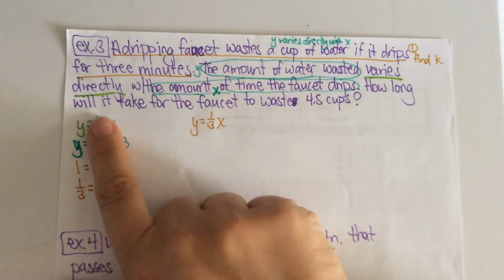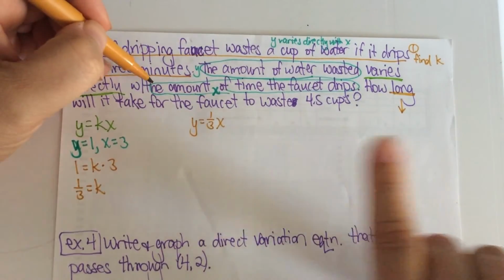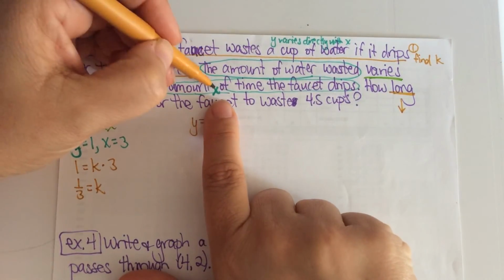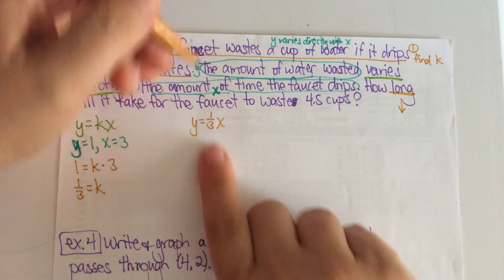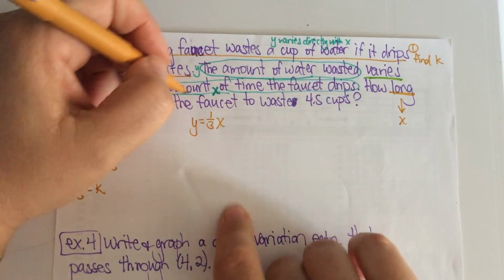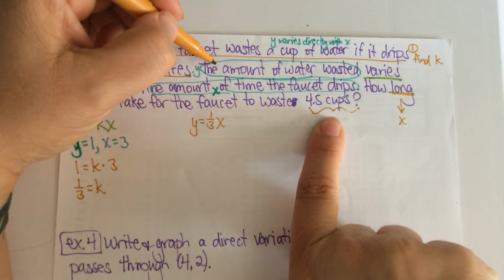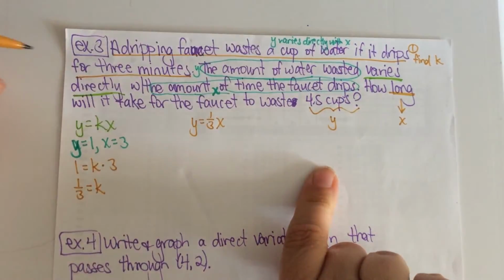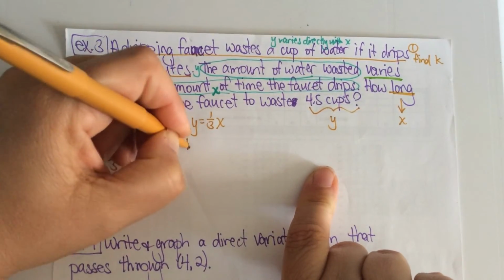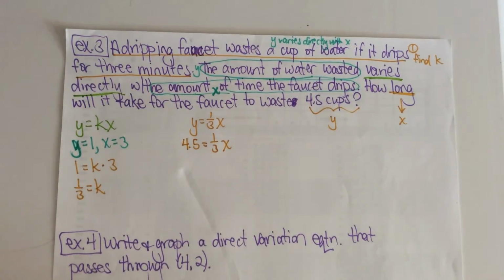And now it says, how long will it take? How long? That's indicating, okay, let me go back so I don't mess this up. It's been a long day. Time is X, right? So how long is going to be an X? Will it take for the faucet to waste 4.5 cups? That's a quantity of water, so that's the Y, right? So I'm going to plug in 4.5, and I'm going to solve for X.